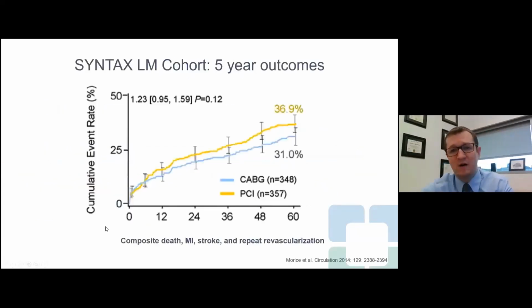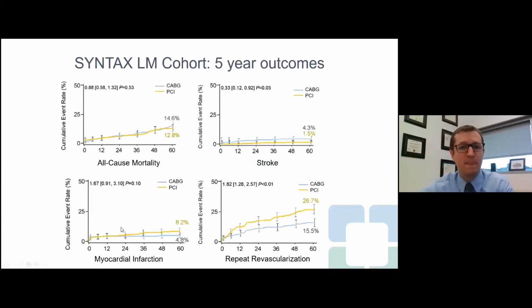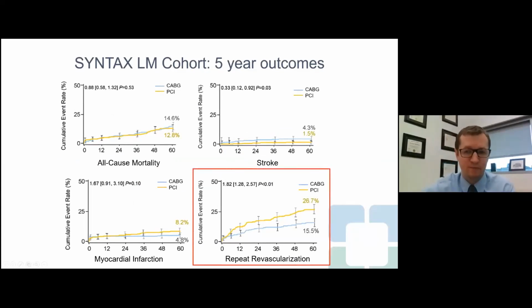And when you look at outcomes out to 5 years, if you look at all patients who had left main disease and underwent either PCI or CABG, overall outcomes were fairly equivalent, as you can see here. This is all patients regardless of syntax score. If you look at the different components of the composite endpoint, you can see here that there was a benefit towards CABG with regards to repeat revascularization. However, there may have been a benefit towards stroke with PCI.